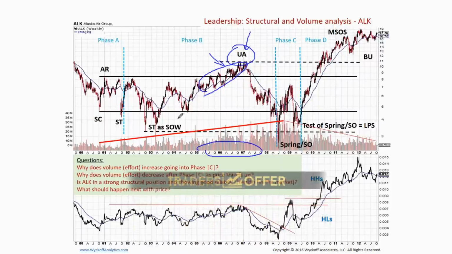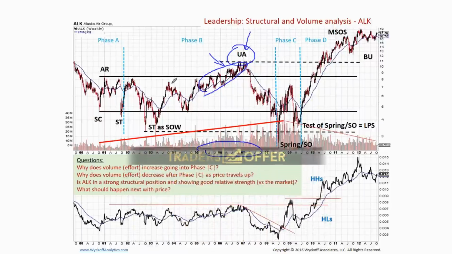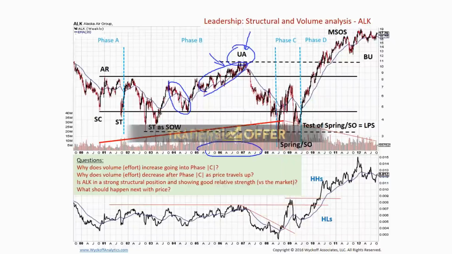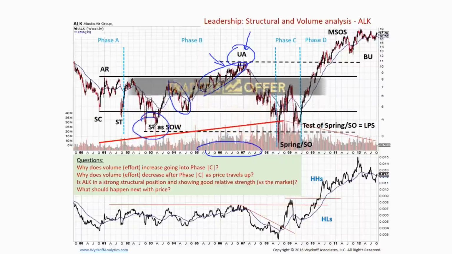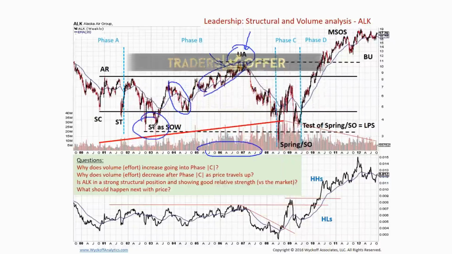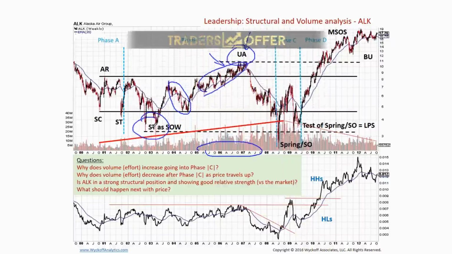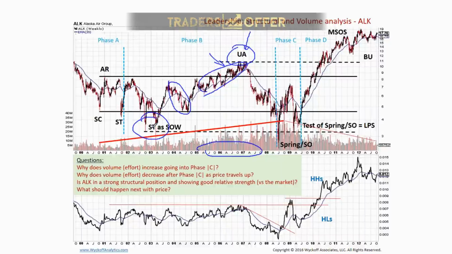Also, another clue here that this is not a sign of strength was in this reaction right here, since the lows of the secondary test. On a sign of strength, the best character of the price traveling to the upside would be without a lot of elements of supply, and we see how supply is coming in right here. So not necessarily the best sign of strength for us.